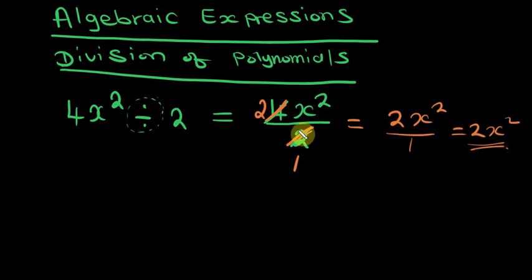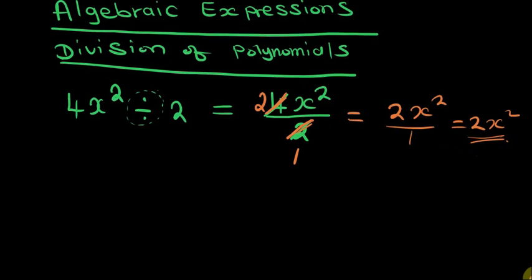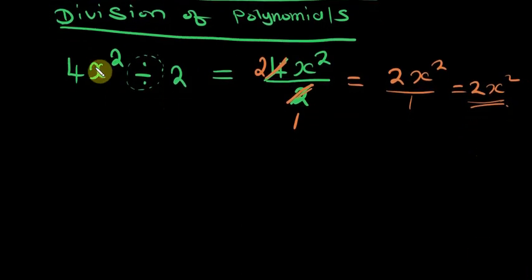So this is division of a monomial by a monomial, which gives you a monomial as an answer. That was Example 1.